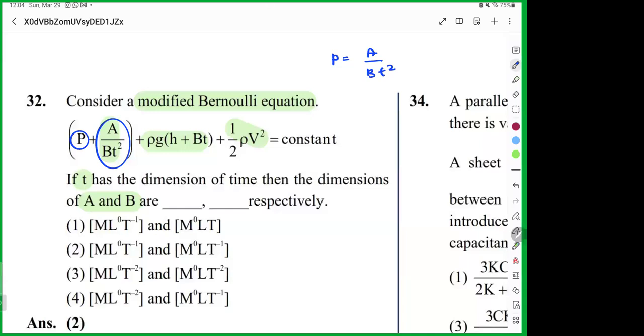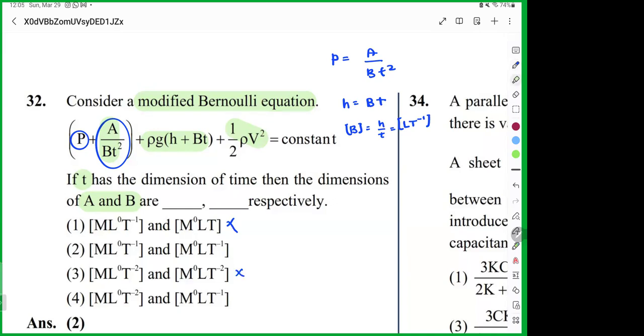Understood? And in this case, the height value will be in bt. So you can easily calculate the b dimension because it will be h by time. h is length and t is time, so it is LT minus 1. So b is LT minus 1. You can eliminate two options easily.